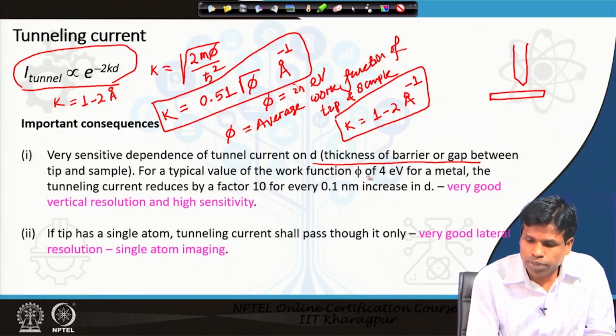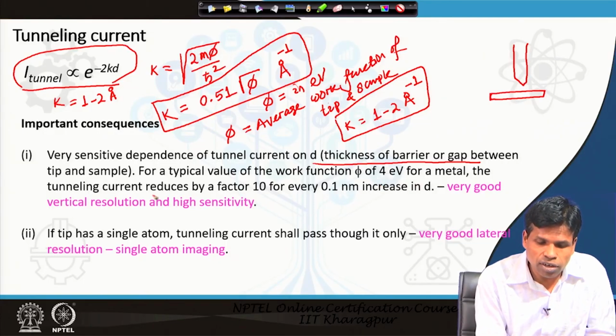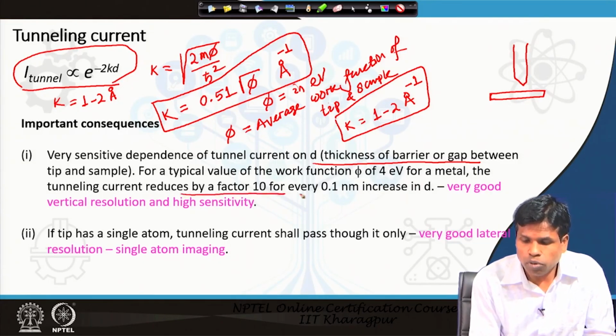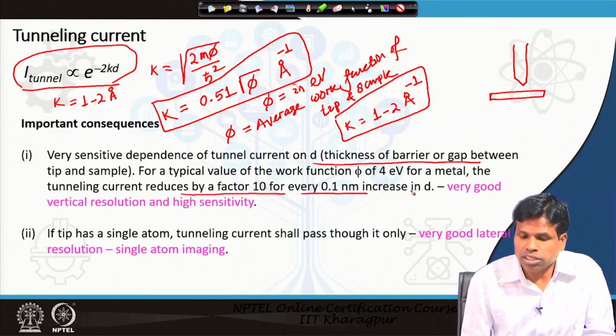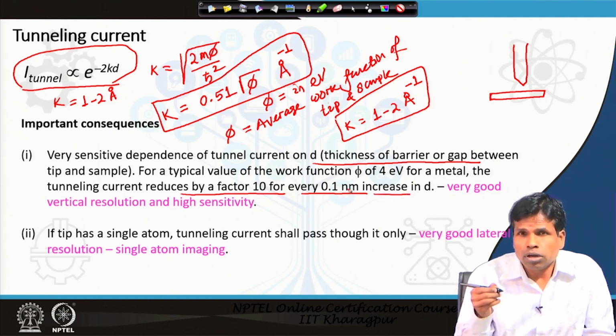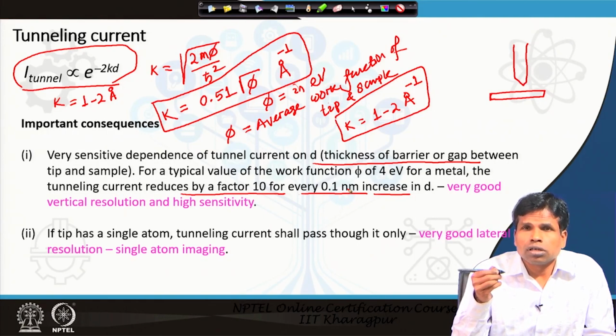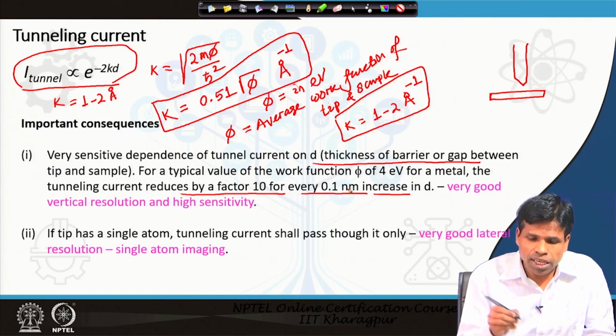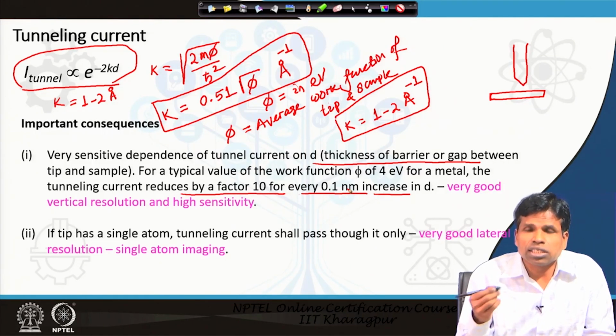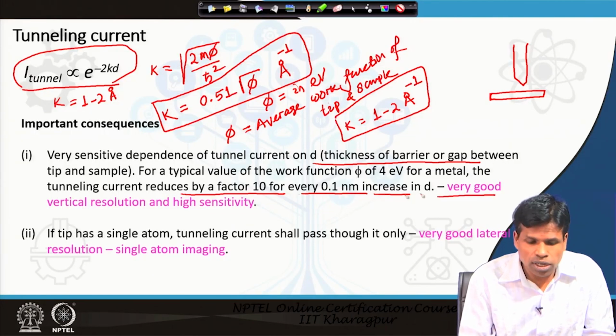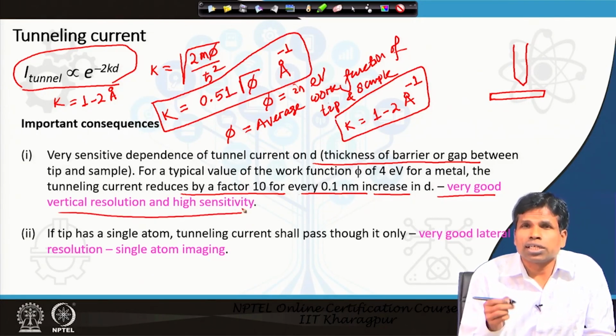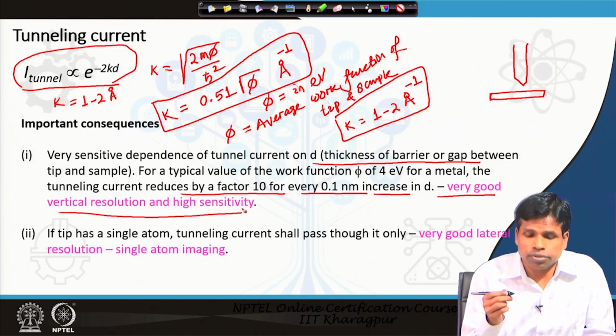So, for a typical value of work function around 4 electron volts in a metal, the tunneling current reduces by a factor of 10 for every 1 angstrom increase in the distance D. So, when the tip goes 1 angstrom away from the sample, the tunneling current decreases 10 times. Therefore, a precise control of the tip-sample gap can be achieved in this technique, because the current is changing 10 times. Thus it gives a very good vertical resolution and high sensitivity.